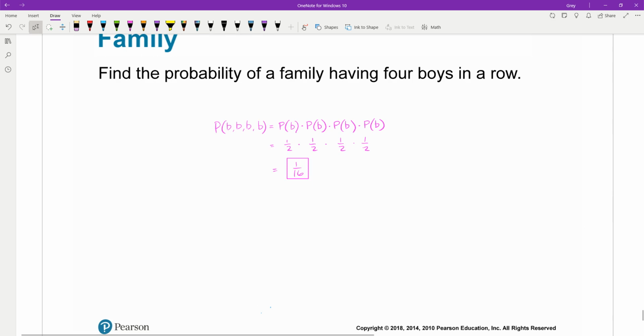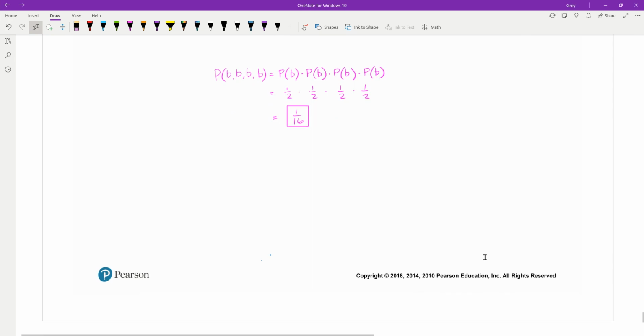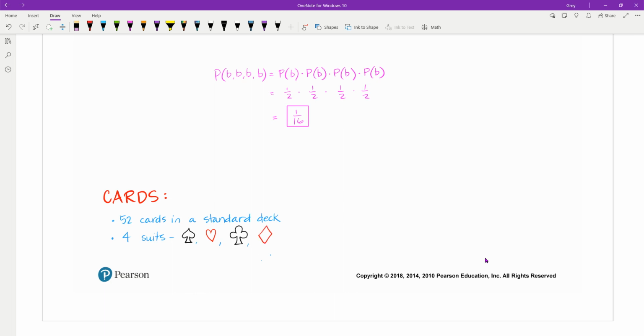Okay? Now, the last thing I want to leave you with before you go, some of your questions will deal with cards, and I have found lately that a lot of students don't play many cards and don't know what's in a deck of cards. So, to refresh your memory, or to let you know if you don't already, you need to make sure you know this about cards. There are 52 cards in a standard deck. You have 4 suits. The suits are spades, hearts, clubs, and diamonds.